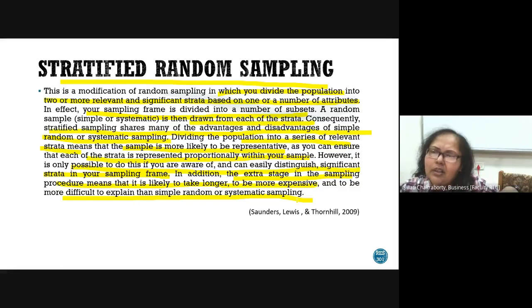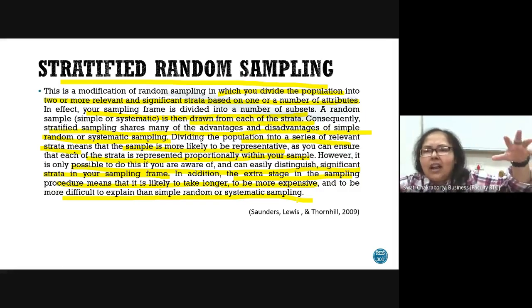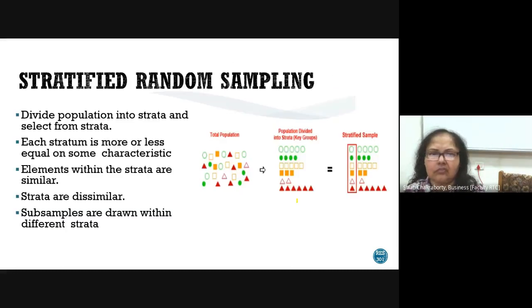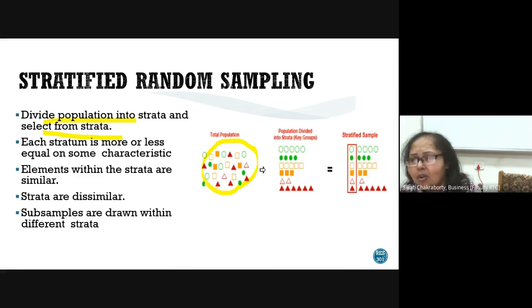First divide into strata, and from there you pick. Divide it based on some characteristics, and then you pick from the strata. So this is stratified random sampling. This is the total population, right? You divide the population into strata and select from the strata. See, all these circles are in one, the colored ones. So you're dividing it, and then from each of these strata, you're picking one to form your sample.